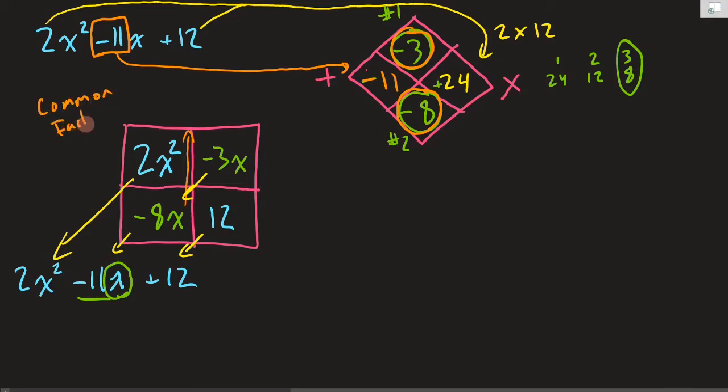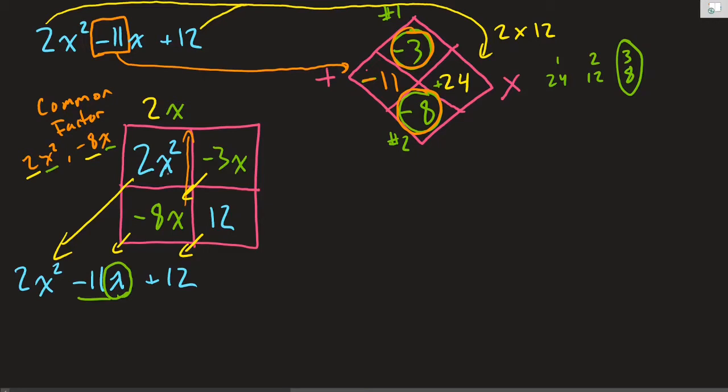2x squared and negative 8x. So what is in common between 2x squared and negative 8x? Well, they both have an x in them, so I can pull out an x. And if I look at the constants, 2 and 8, I can pull out a 2. So I can common factor a 2x out this left-hand side.